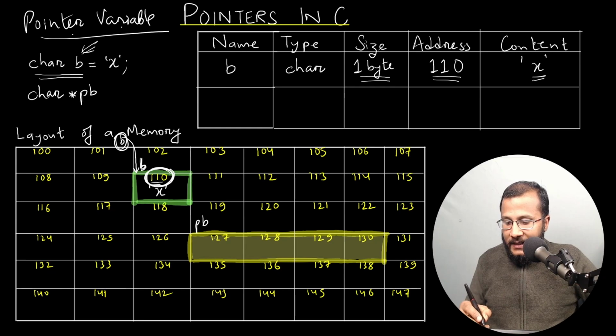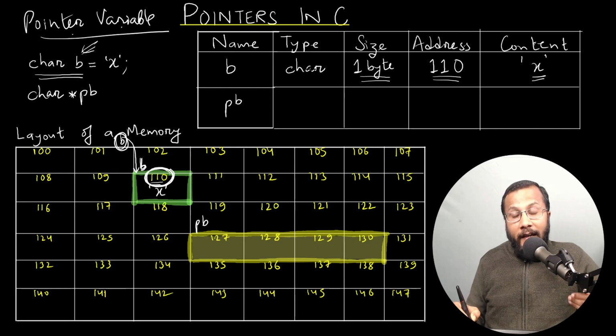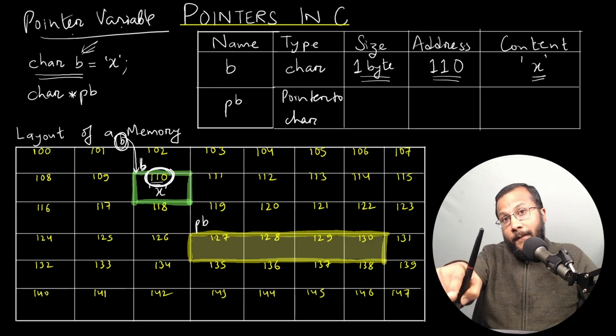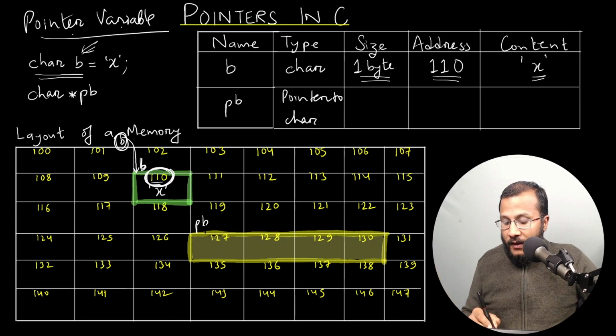So let's say I create a pointer variable pb. Name of the variable is pb. What is the type of this variable? It is the pointer. Pointer to whom? Pointer to a character. It is pointing to a character variable. I would want this pb to store the address of X, which is 110. So the type is pointer to the character. What is the size? It can be either 4 bytes or 8 bytes.